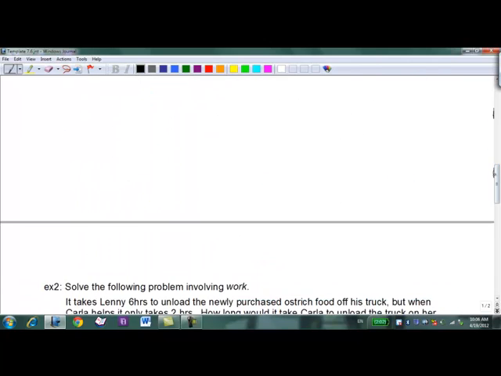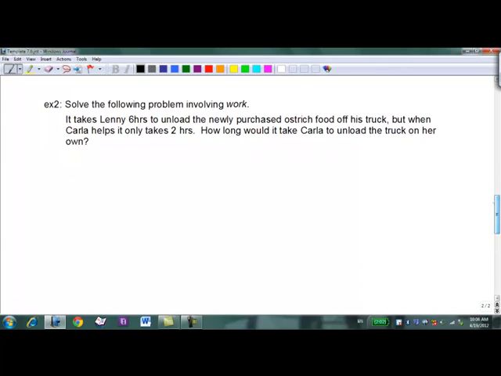So let's take a look at work. And work is really about proportions. We're going to create another table here. It takes Lenny 6 hours to unload. So what I want to do is create a table of the principal players here. We got Lenny. We got Carla. And we have the two of them together.